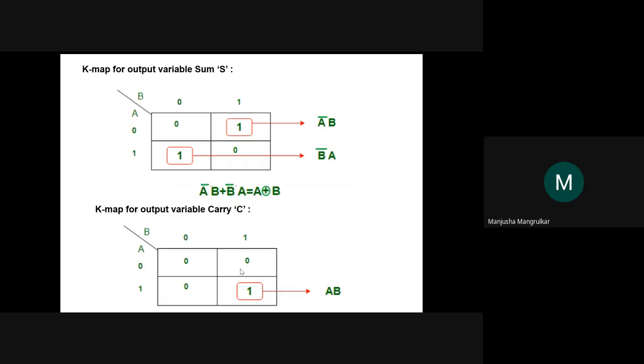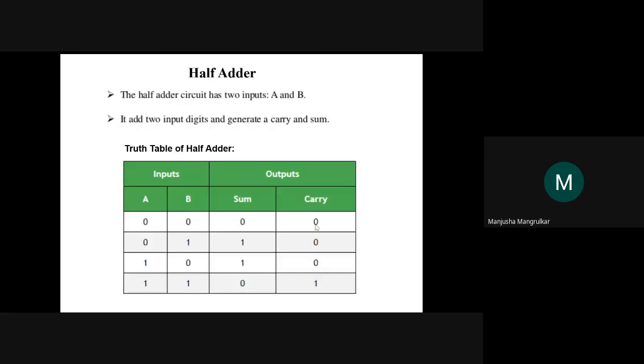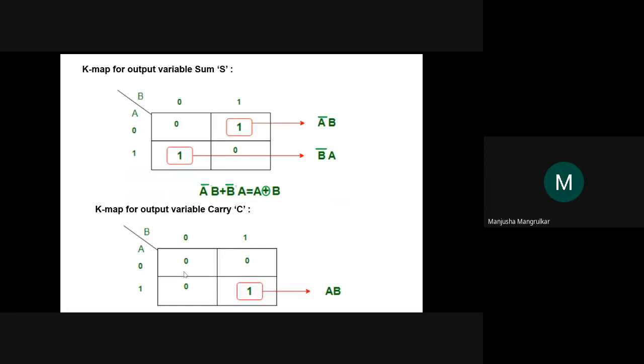This is my two variable K map. A is 0, B is 0; 0, 1; 1, 0; and 1, 1. So what is my output of this carry? 0, 0, 0, 1. What is the output if A is 1 and B is 1? So my carry is equal to AB.